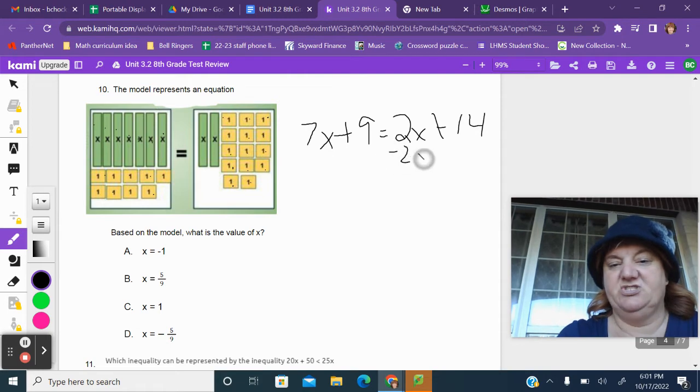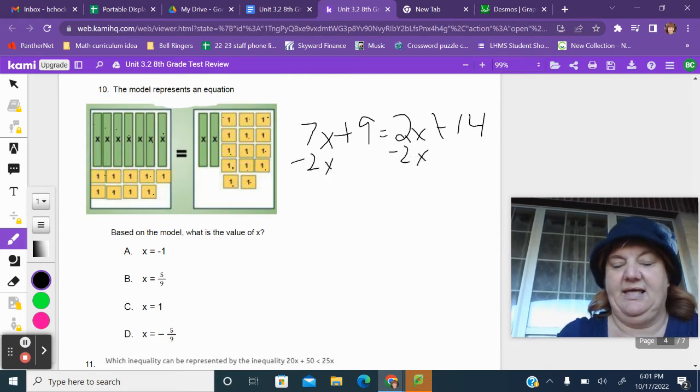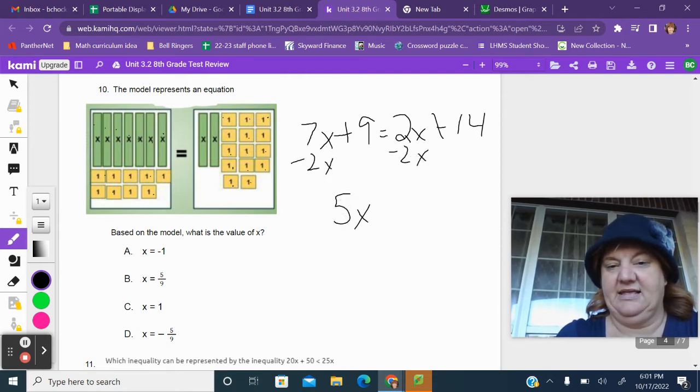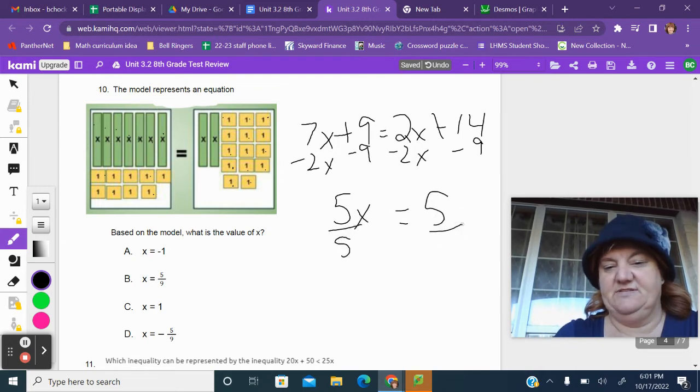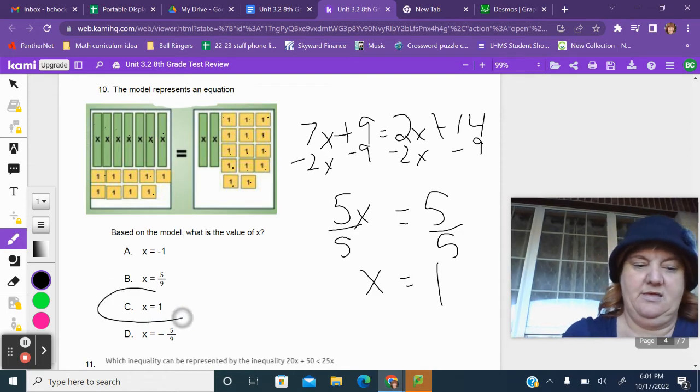Okay, minus 2x, that gives us 5x. Minus 9 equals 5. Divide by 5, x equals 1. See?